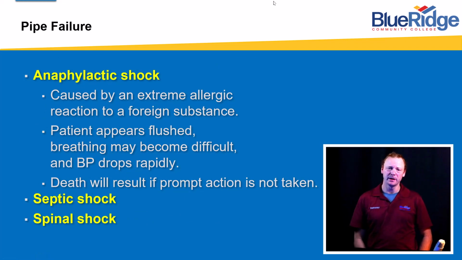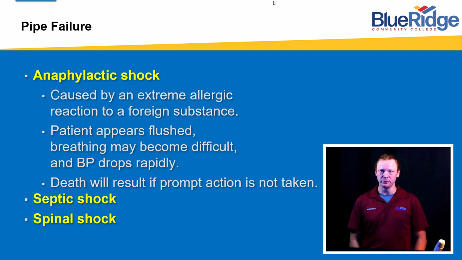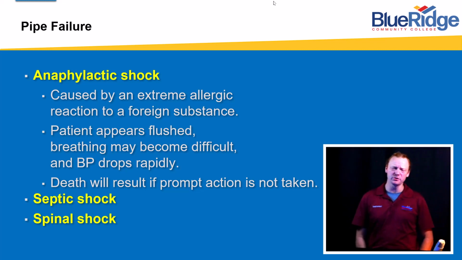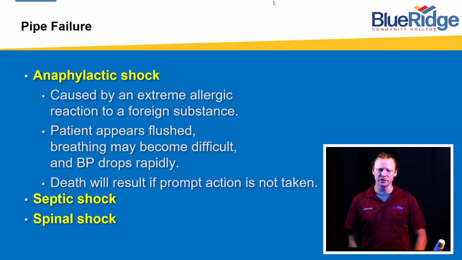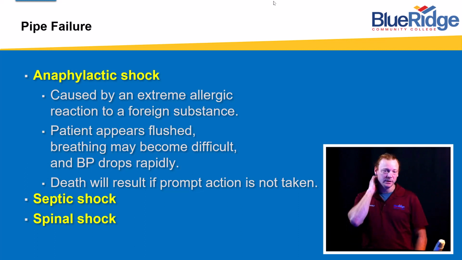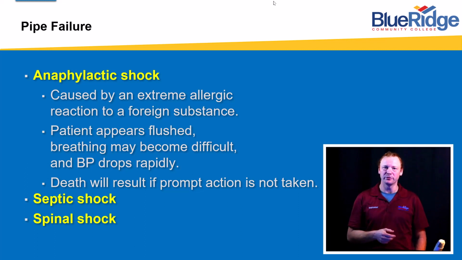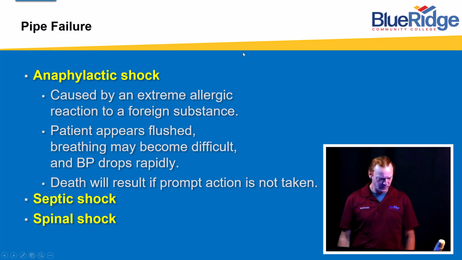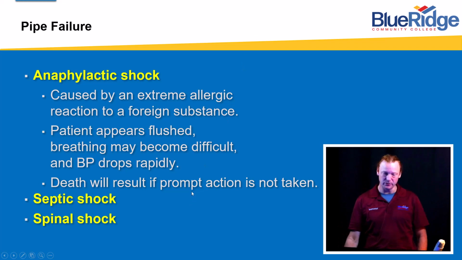So pipe failure, we see this a lot in anaphylactic shock. It is caused by an extreme allergic reaction to a foreign substance that has been introduced to the body. The patient will generally appear flushed, breathing may become difficult, and their blood pressure will drop very quickly. Of course, if we don't take prompt action with our treatment, death often will take place. We also have septic and spinal shock.